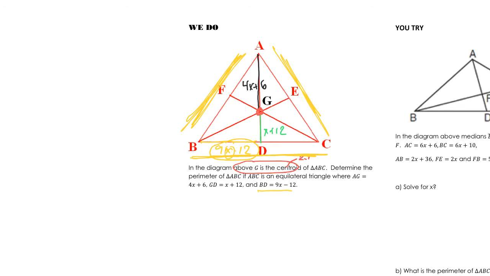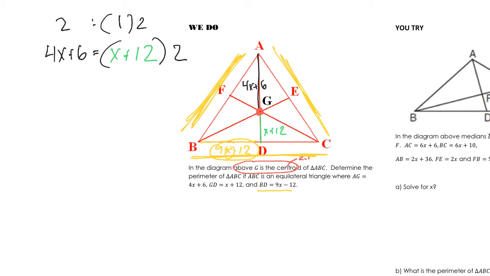So let's look at what they gave me in the middle here. They gave me part of the median is 4x plus 6, and the other part of the median is x plus 12. Now remember, these are not equal. 4x plus 6 is not equal to x plus 12. AG is twice as big as the other side. So to make them equal, I need to multiply the smaller one by 2. That would be my ratio. So I got to multiply this one by 2.